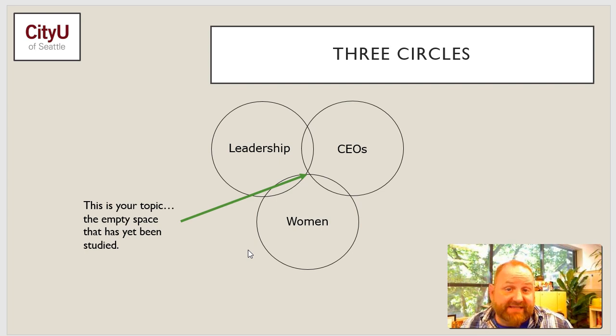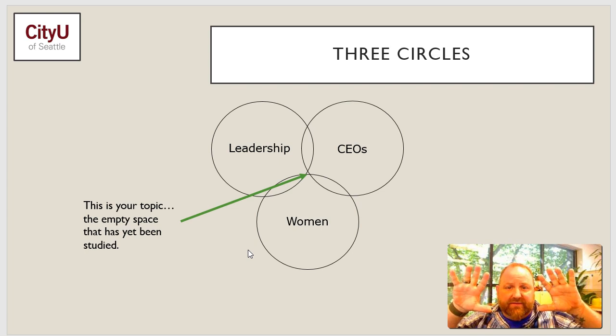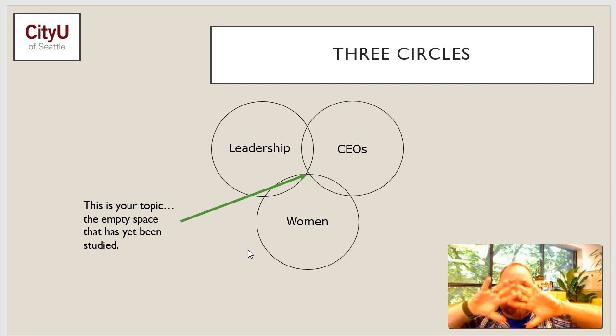That is the essence of what your literature review does. It takes these three areas, shows how they connect together, shows how they connect to your topic, and shows that there's a hole in the middle that you're going to study.